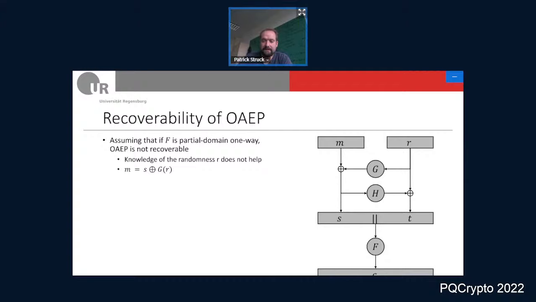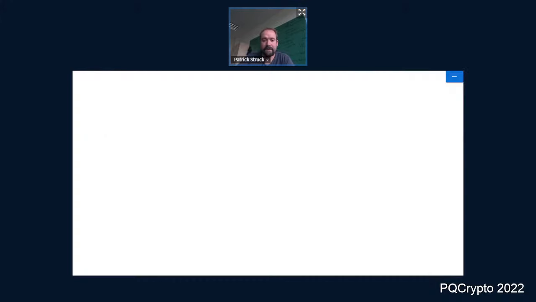And in particular, what this means is that you would be given the ciphertext C, and additionally, from the recoverable property, this randomness R. So obviously from the randomness R, you can compute the value G of R. But then still, to find the message M, you would need to compute the XOR of G of R with this value S. So if you were able to recover the message, you would already break this partial domain one-wayness by finding the value S here.